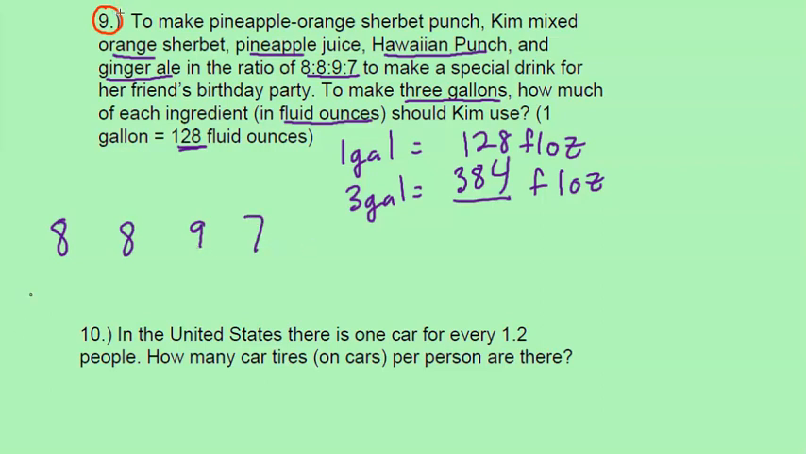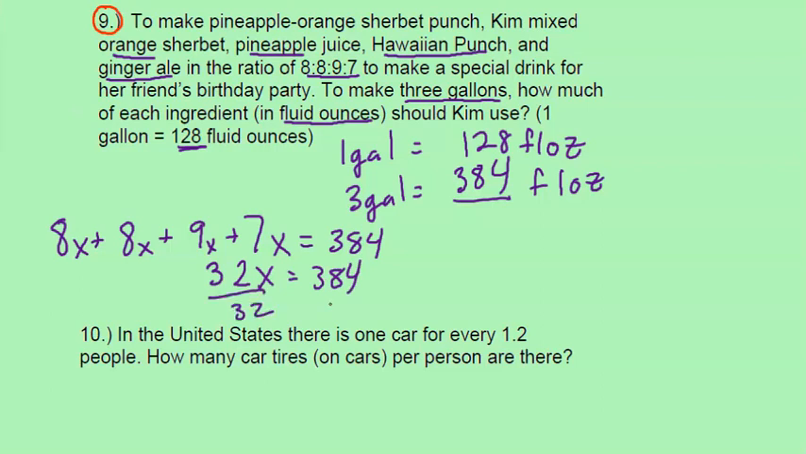And now that ratio is going to stay constant, so let's put a variable that's the same for each of those terms. And altogether, the total amount of fluid ounces needs to be 384. So let's go ahead and combine all these numbers together and solve for x. So we get 32x equals 384. Divide each side by 32. We get x equals 12.